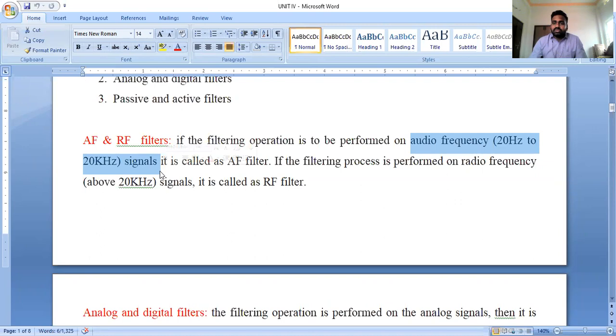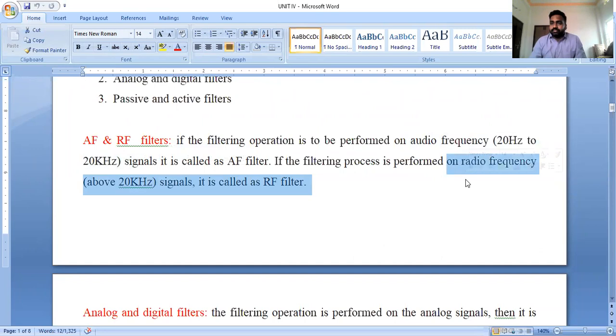If the filter does its filtering process at a radio frequency above 20 kilohertz, that is called a radio frequency filter. How we classify the filter is very, very important. The filter can be classified depending upon the application and the range. These two parameters are very important. We are classifying the audio frequency filter because an audio frequency filter will perform the filtration of audio frequency, and second, it will maintain the filtration process only up to that set of frequency, that is 20 hertz to 20 kilohertz.